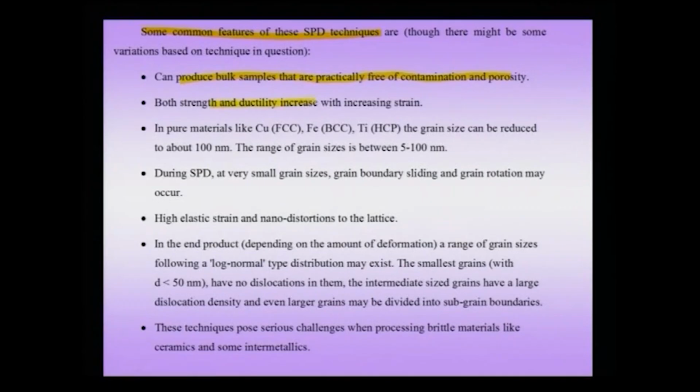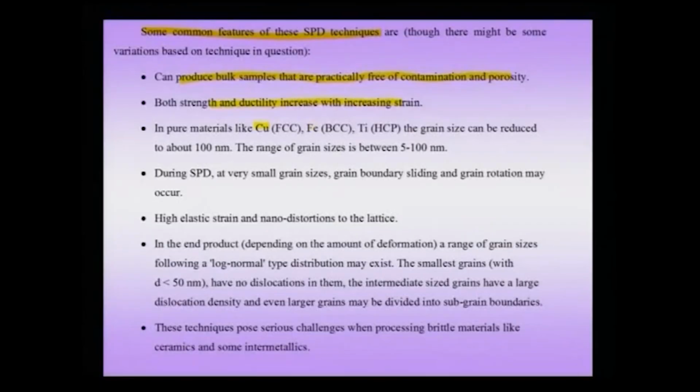Both strength and ductility increase with increasing strain. That means we are decreasing the grain size with increasing strain, and additionally we are increasing the strength of the material and its ductility. So, this is a beautiful thing to be doing. In pure materials like copper, iron, titanium, the grain size can be reduced to about 100 nanometers, and typically the grain size range could be from about 5 to 100 nanometers. That means there is a large grain size variation even in a given sample, and it is sometimes very difficult to decrease the grain size below 100 nanometers using some of these techniques.